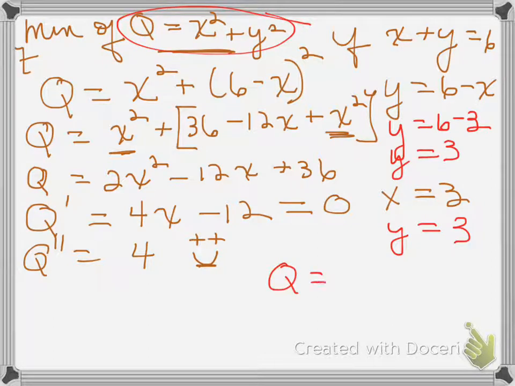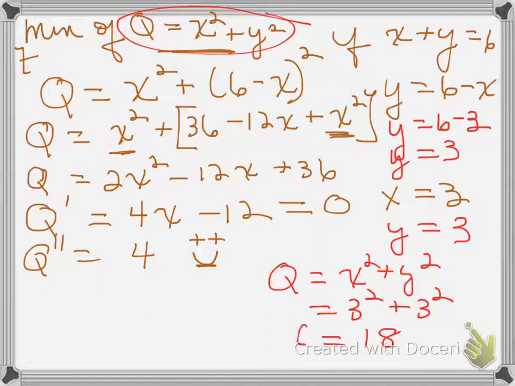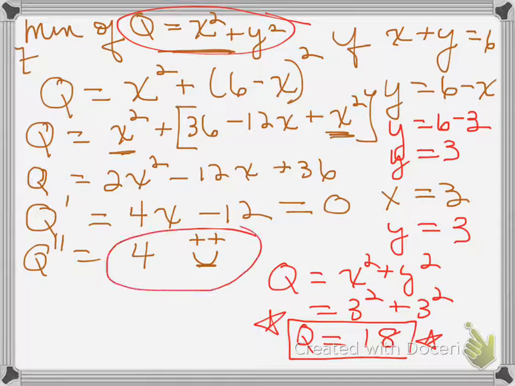So q equals x squared plus y squared, and x squared would be 3 squared, y squared is also 3 squared, so 9 plus 9 is 18. q is at a minimum value when q equals 18, and that is the answer they're looking for. And I have substantiated it with this second derivative test, and I would write a comment about that. Okay, let's go on to question number 8.